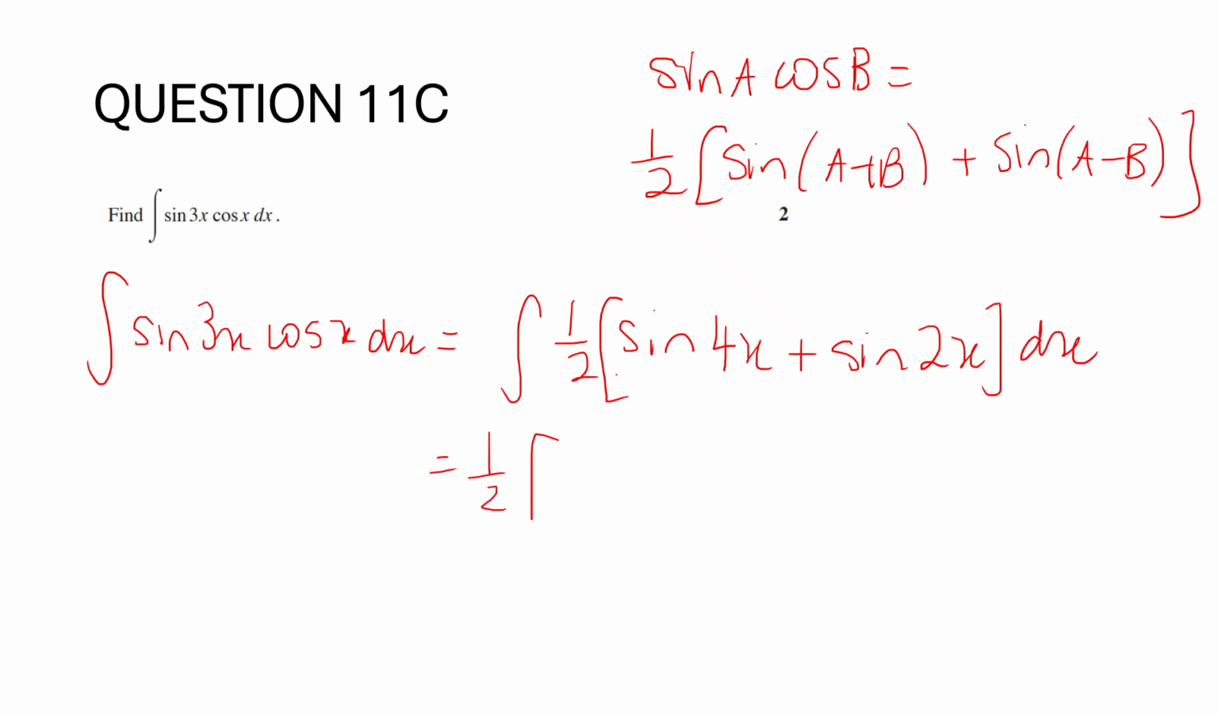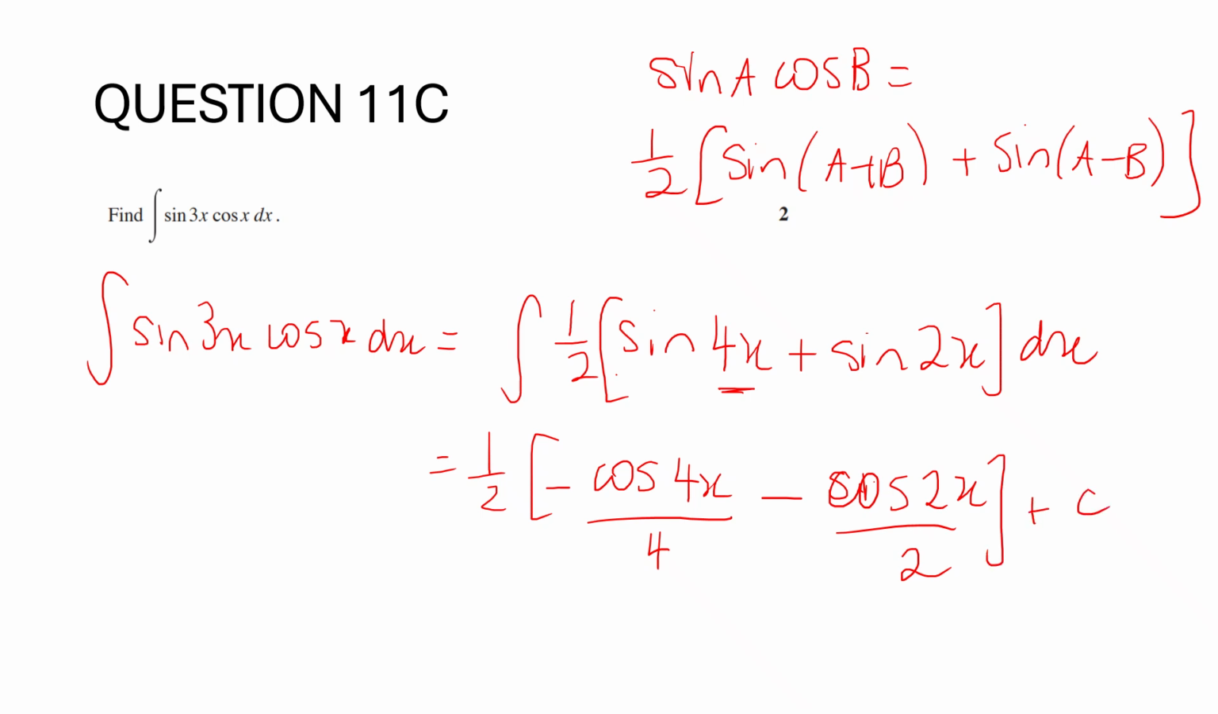And now we can integrate. Let's bring that half out the front. I've got a chain rule here, so outside function is sine, that's going to become negative cos 4x divided by the derivative of the inside function, which is 4. And then it'll be minus sine, cos 2x, it's the same process, divided by 2, plus c. And just tidying that up, actually we've pretty much got the answer at this point anyway. It's equal to negative 1/8 cos 4x take away 1/4 cos 2x plus c.